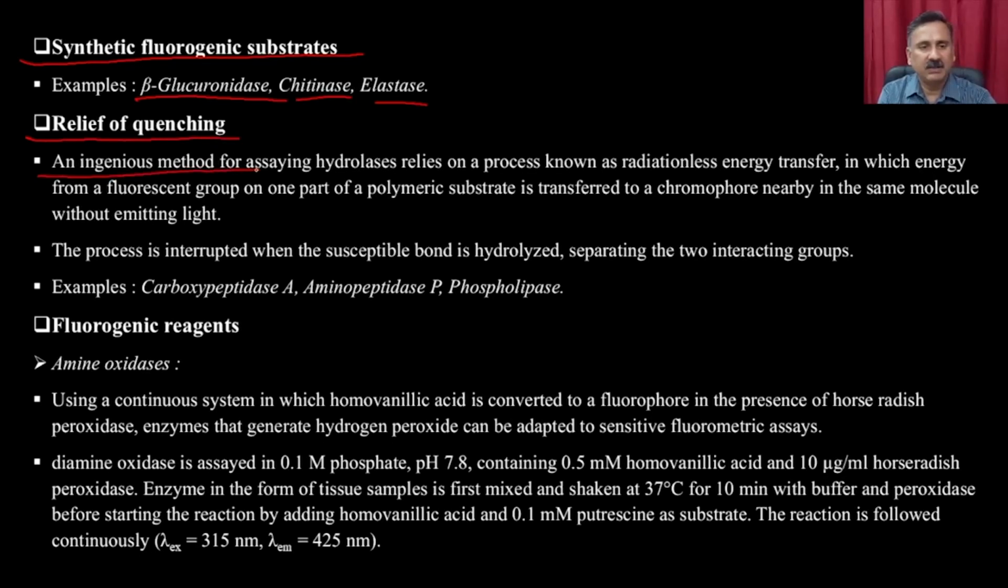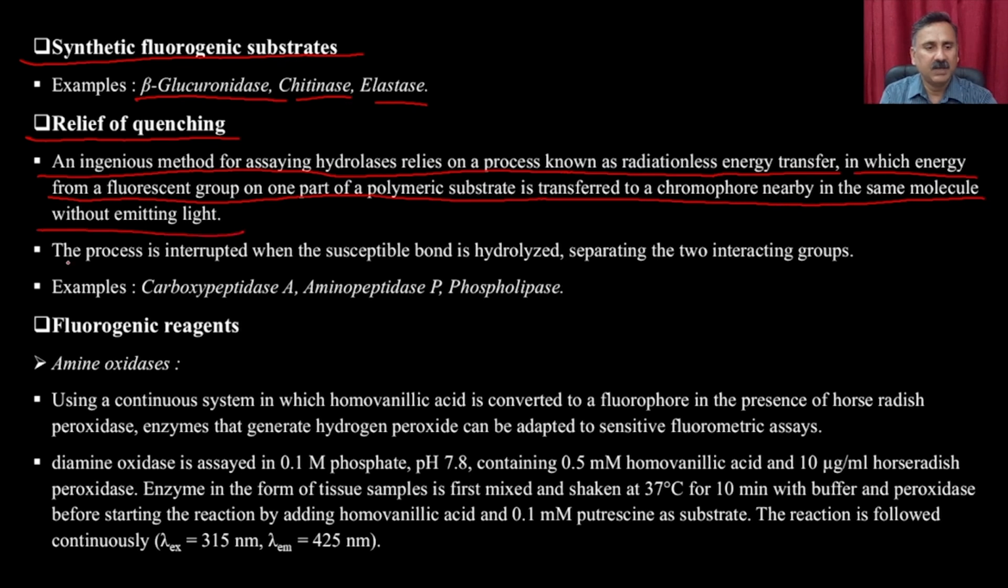Another method for assaying hydrolysis relies on a process known as radiationless energy transfer, in which energy from a fluorescent group on one part of a polymeric substrate is transferred to a chromophore nearby in the same molecule without emitting light. The process is interrupted when the substrate bond is hydrolyzed, separating the two interacting moieties. Examples are carboxypeptidase, aminopeptidase, and phospholipase.